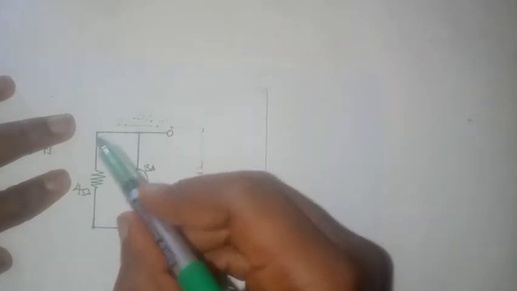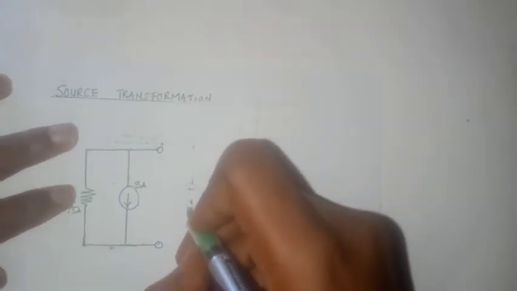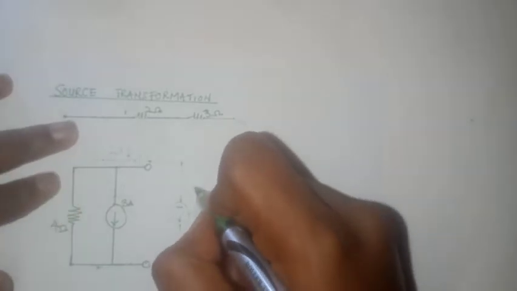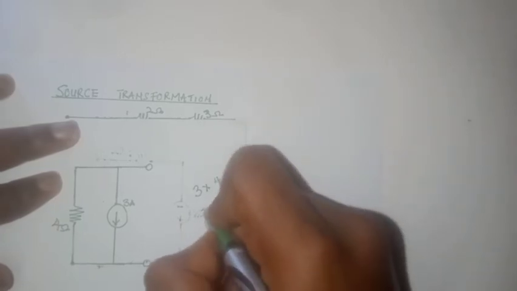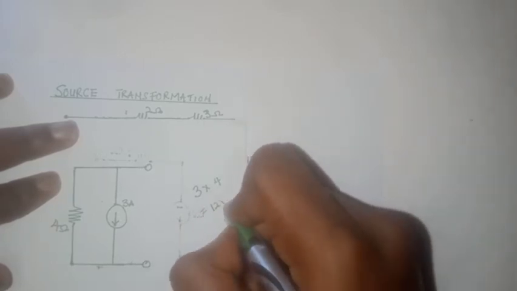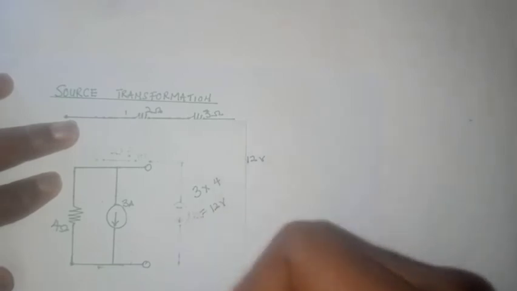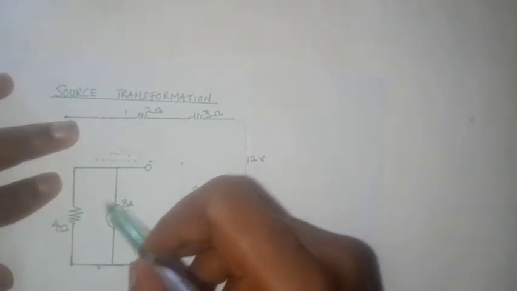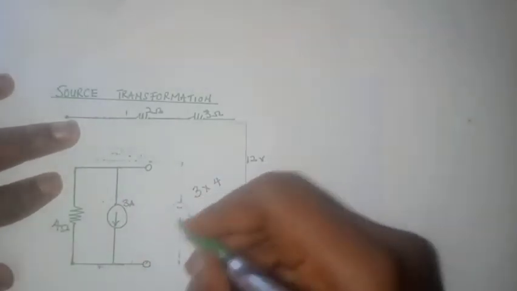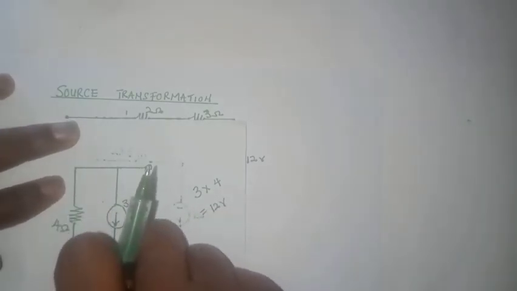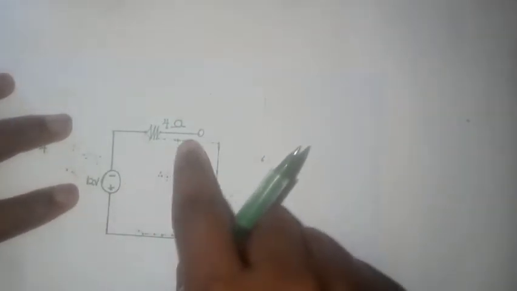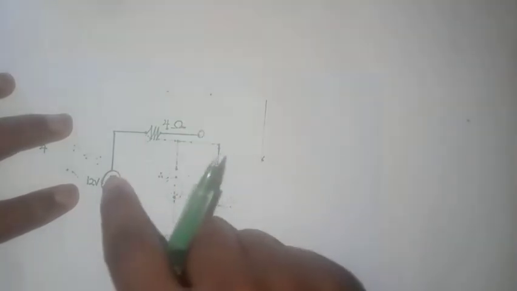And then the voltage across this resistor would be equal to 3 times 4, which should be equal to 12 volts. That means we can replace the current source with a voltage source of 12 volts in series with this 4 ohm resistor. And by doing that, we would have this new setup.